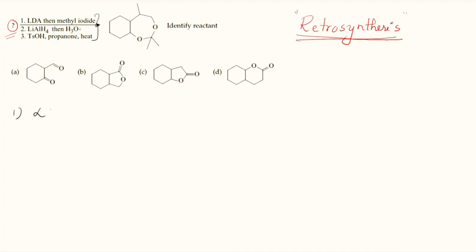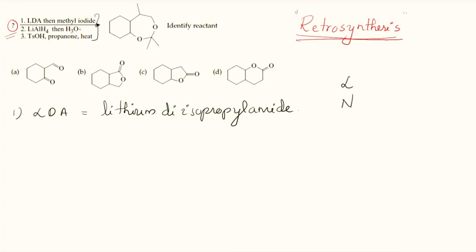So LDA stands for lithium diisopropylamide. Then what is its structure? So you can see that there is lithium, so we will write that, right? And then there is a diisopropyl. So diisopropyl refers to there are two isopropyl groups attached to the nitrogen. And this nitrogen is carrying a negative charge due to the presence of this lithium ion. So this is nothing but lithium diisopropylamide.